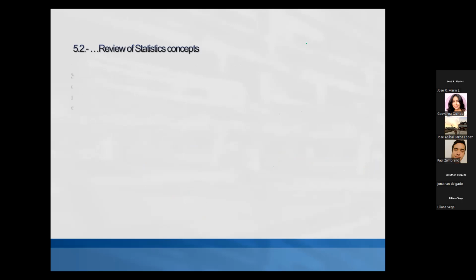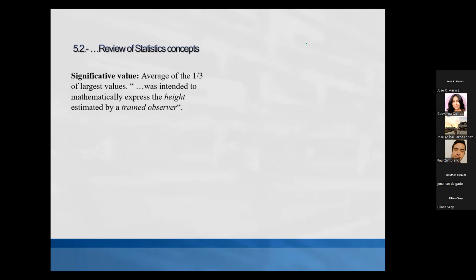There are other concepts that we can review. This is very useful: the significant value.